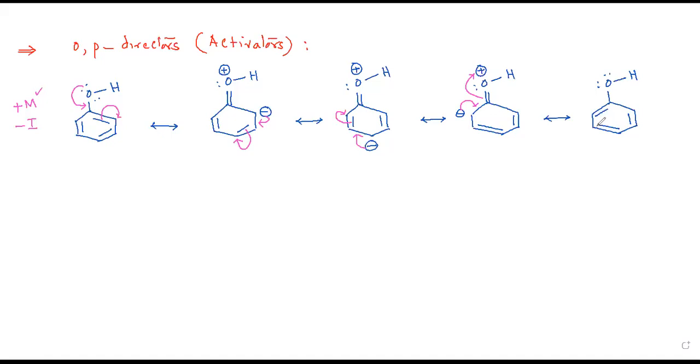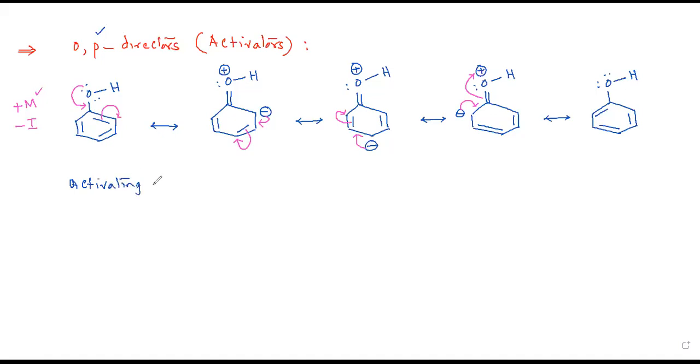So now tell me, where do the electrophiles attack? Obviously, they go to the place where they have got more electron density. You got more electron density at ortho and para position. So obviously, it approaches the ortho and para position. So these activators are generally referred to as ortho para directors. Okay.